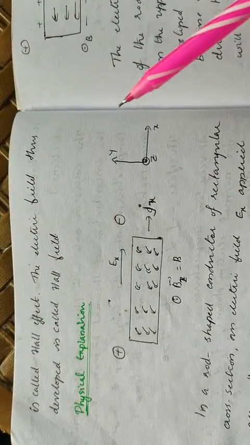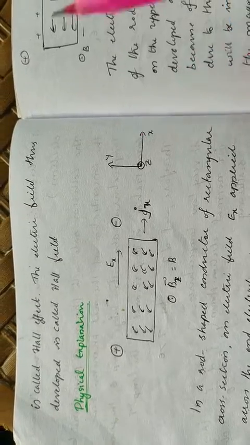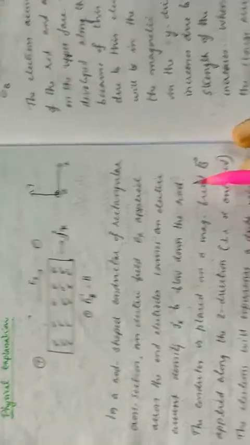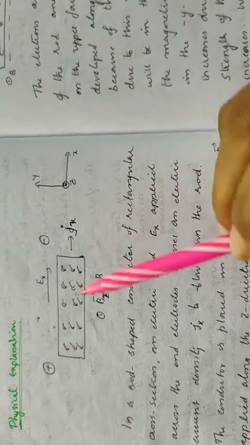The electric field thus developed is known as the Hall field. We will explain how it works. So its physical explanation goes like this. Here I have shown it in the figure. I will take this picture.